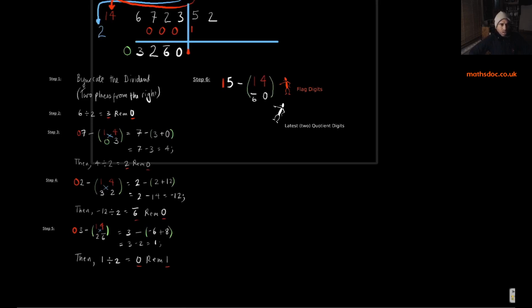The latest two quotient digits are 0 and minus 6. So we're not actually proceeding with any of the remainders right now. We're just getting the full decimal form.